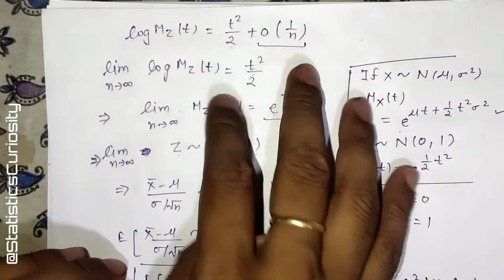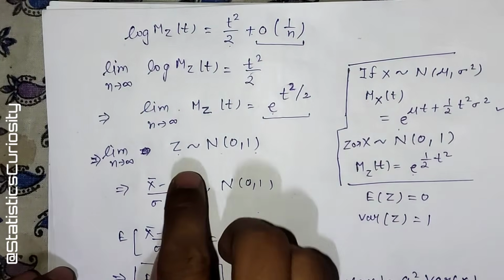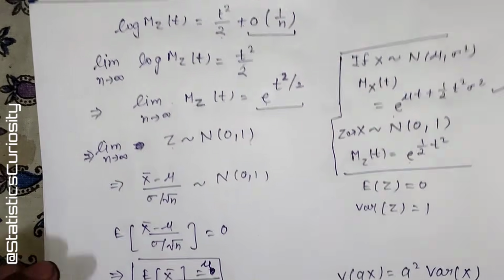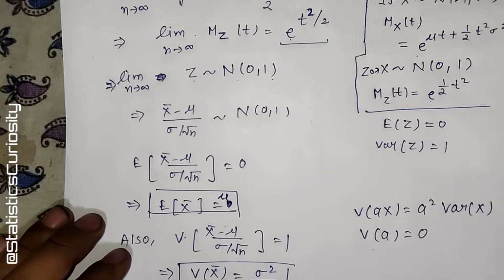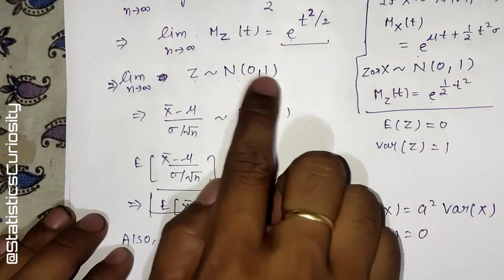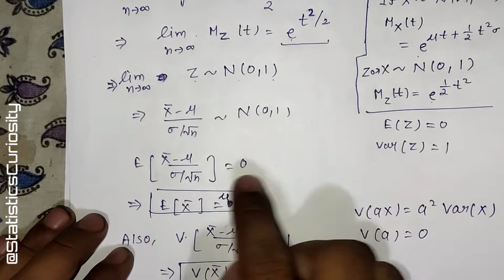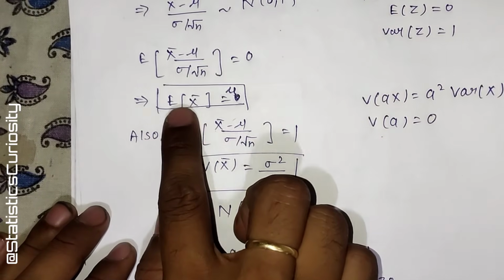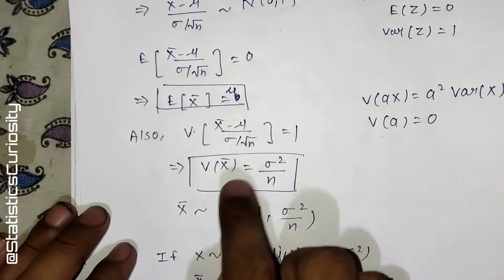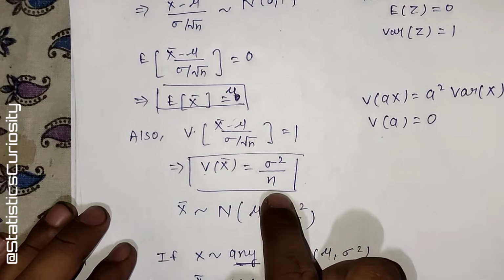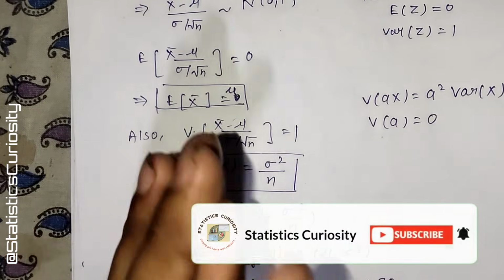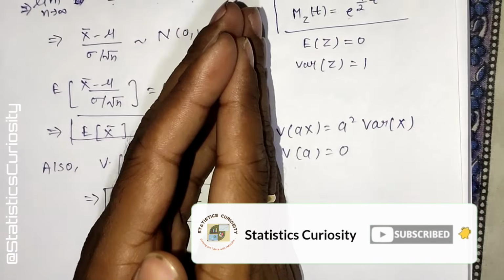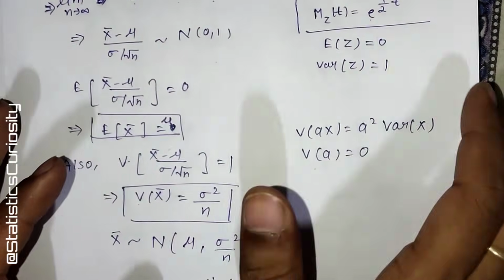And what is the fourth step? The fourth step is finding the mean and variance of x bar by using this Z and the result for Z. The mean and variance of x bar we got as expectation of x bar equals mu and variance of x bar equals sigma square divided by n. So this was the proof, a complete step-by-step explanation of the central limit theorem.